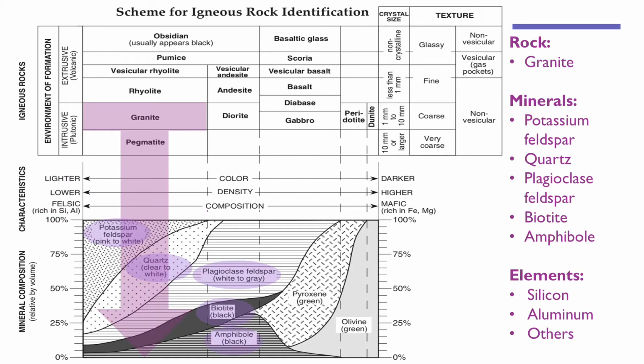Finally, you can get some more information about the minerals within granite if you bring it down to the bottom part of the chart. Granite actually has 5 major minerals in it, which are all listed on the screen. So in summary, this rock granite is made up of minerals, which are also made up of elements.